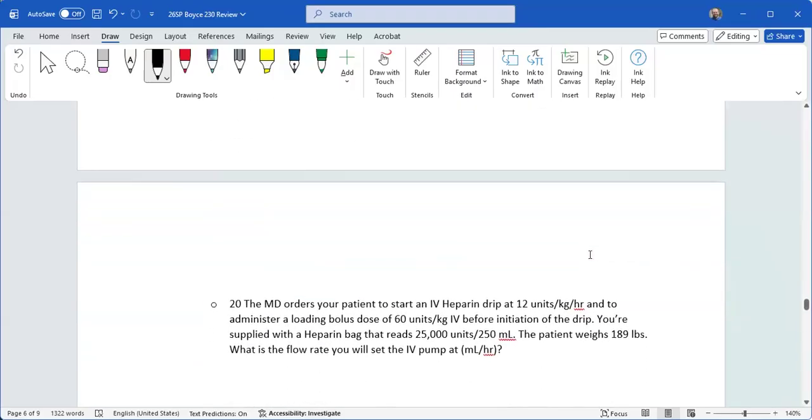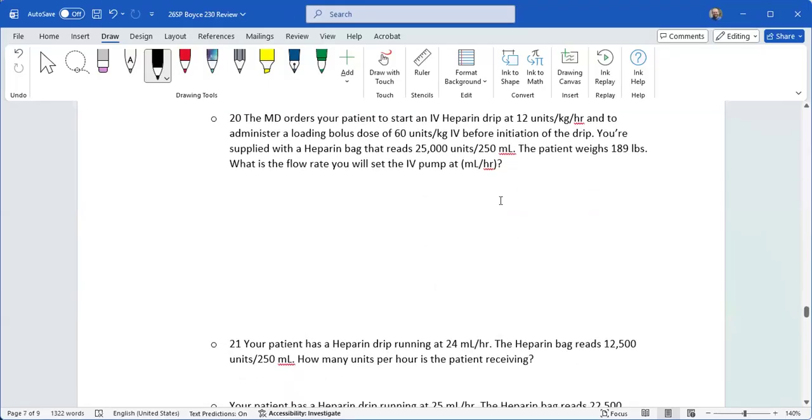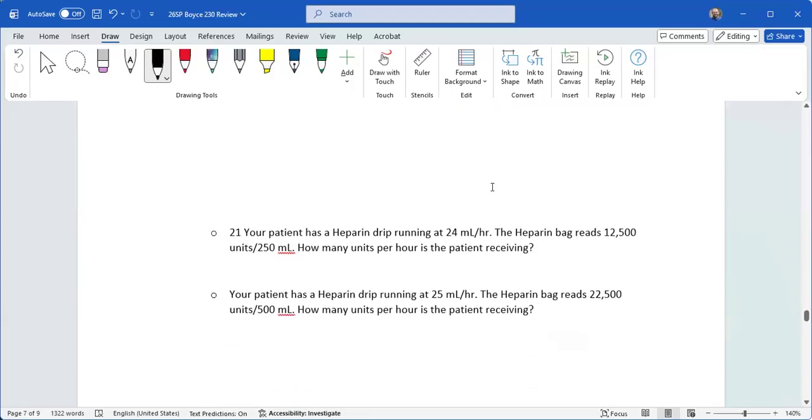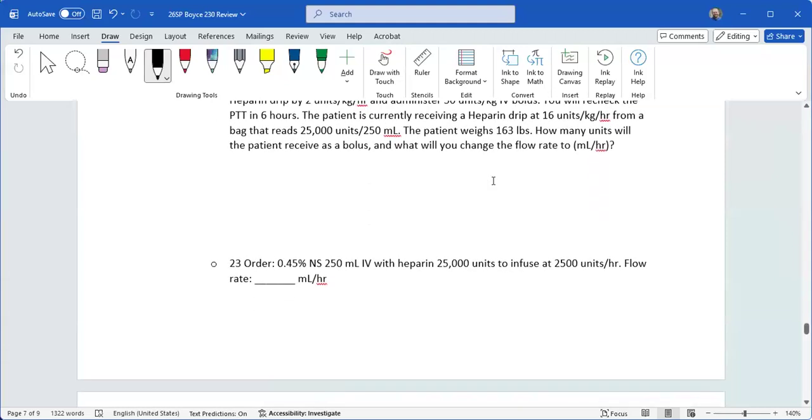All right. So these are just some different variations of the infusion rates. I just want to find that nitroglycerin question, and then I'll come back and we can look at any of these if you want to.